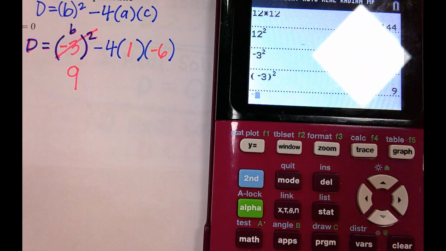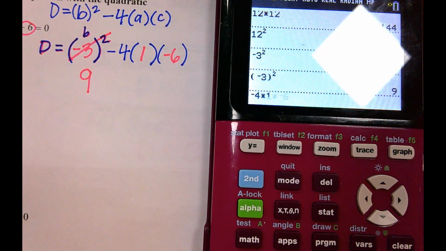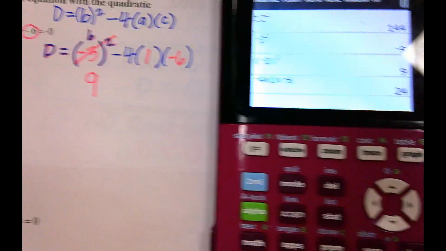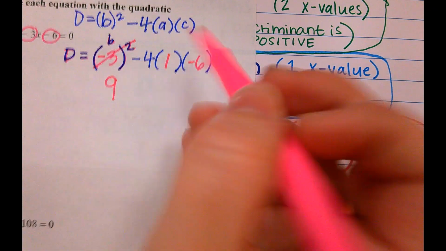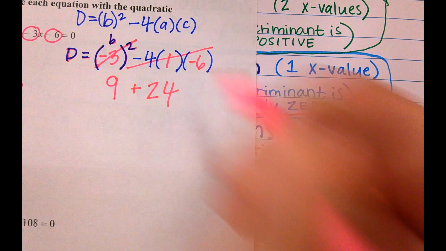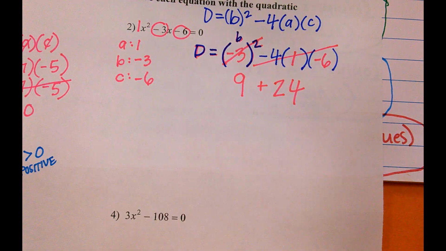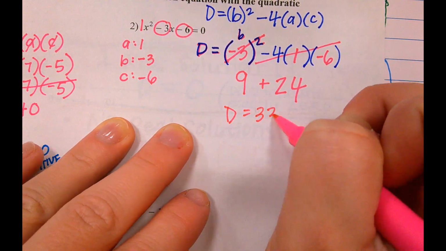Perfect. -4 times 1 times -6 is positive 24. So plus 24 or minus 24? Plus. Yes. Okay, let's do the math. 9 plus 24 equals 33. Good. Discriminant equals 33.